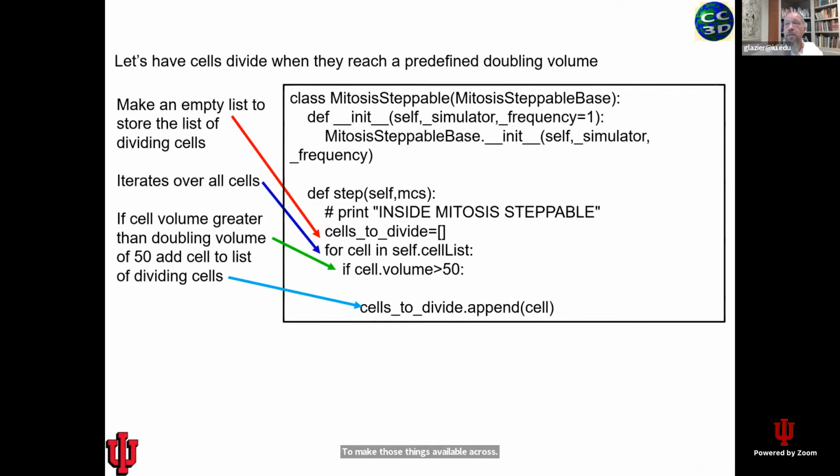Okay. So again, here's Mitosis Steppable. We go cells to divide, empty list, iterate over cells, condition if cell volume greater than 50. We append that cell to the list of cells to divide. And that's a typical structure we'll use, but the conditions may be more complicated. We may only iterate over certain cell types, but we'll see this over and over again.